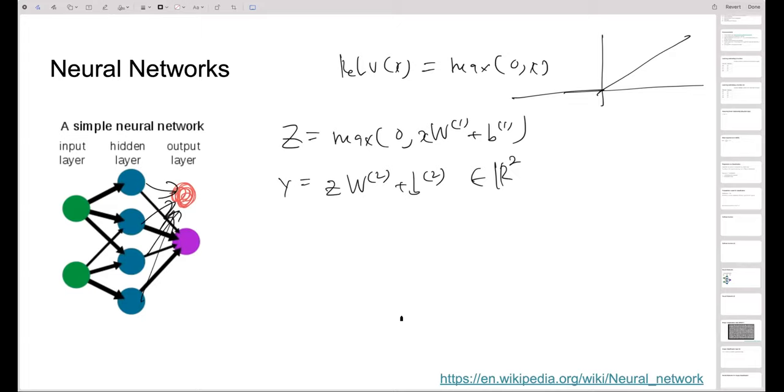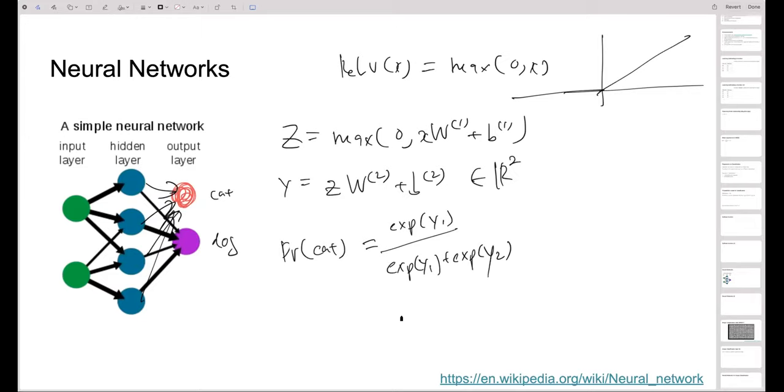And then if this were working on classification, let's say this corresponds to cat, this corresponds to dog, then we're going to use the softmax we just talked about in the previous slide to transform Y into a probabilistic value. So in that case, the probability of cat is equal to exponentiation of y1 over exponentiation of y1 plus exponentiation of y2. Here y1 will be this value, y2.